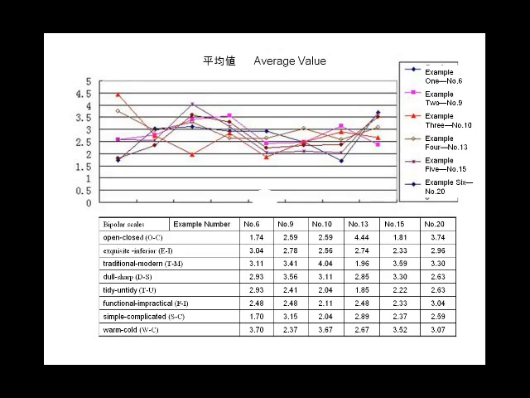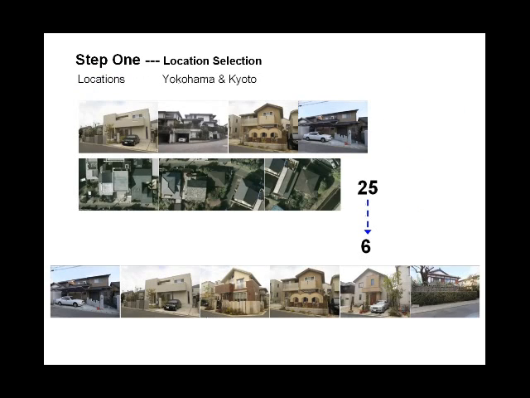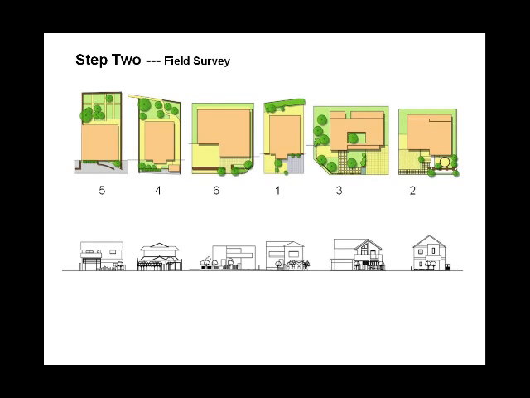On the other side, how about the objective description? There are also 3 steps. Step 1, selecting the house examples. Step 2, field surveying to gather the data of the house. Third is recording quantitative data by abstracting physical factors. Step 1. As Yokohama is a new city and Kyoto is a traditional city with long history, we chose 25 examples. After grouping them, finally we picked out 6 examples in this experiment.